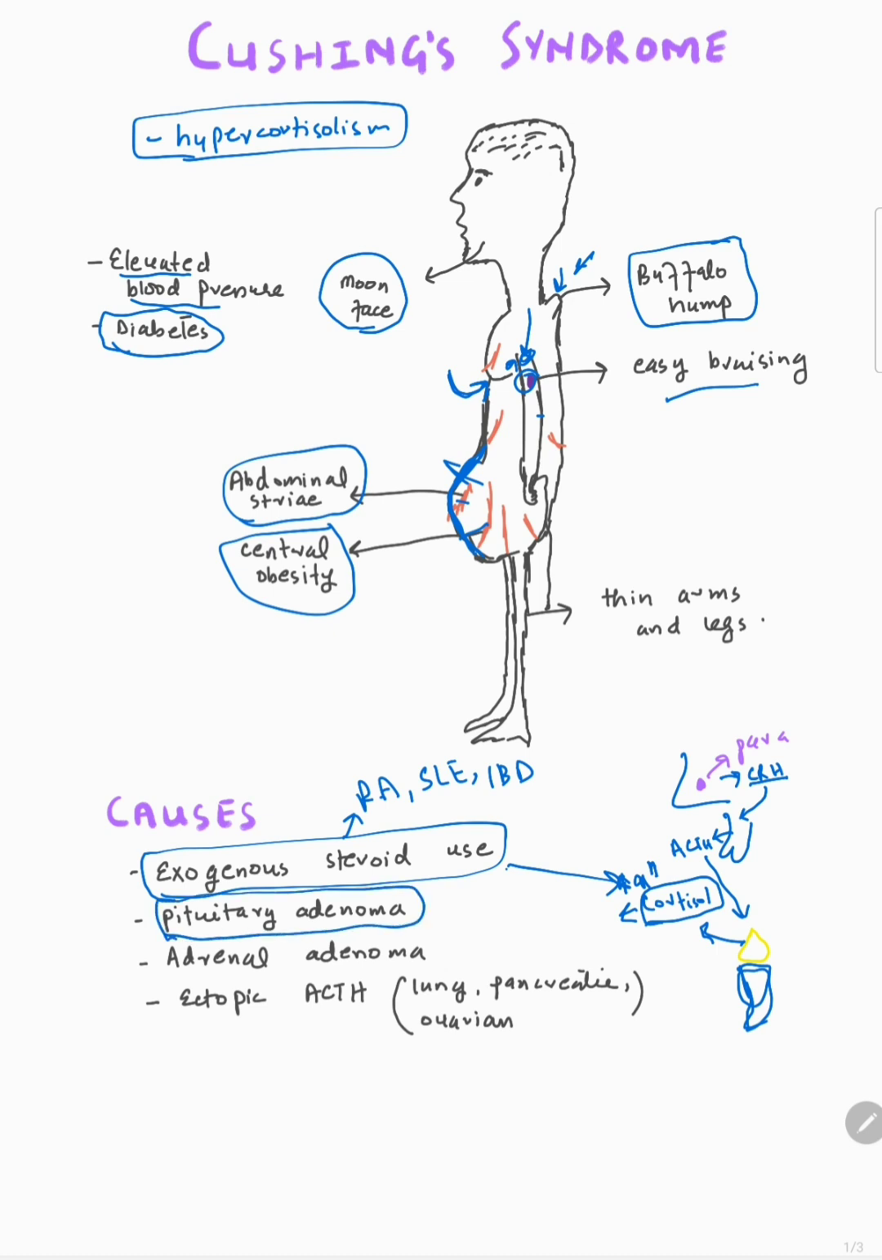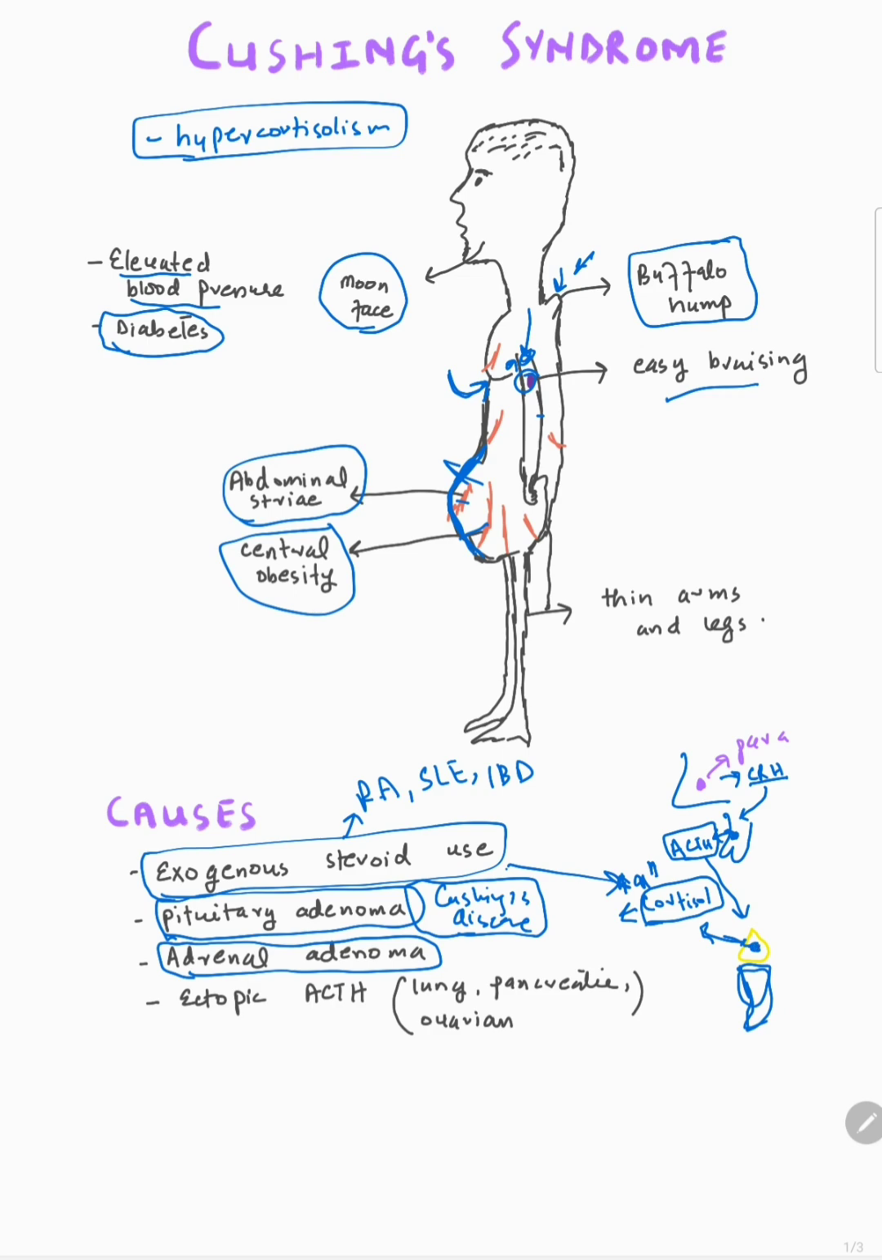Remember, we talked about the ACTH being released from the anterior pituitary. So if there's a growth here that is secreting it, this is called the pituitary adenoma, and it has a special name, and it is called Cushing's disease. So remember, if they say Cushing's disease, just think about pituitary adenoma. Then we have the adrenal adenoma, again, another cause here. So if there is a tumor here, it will release the cortisol directly.